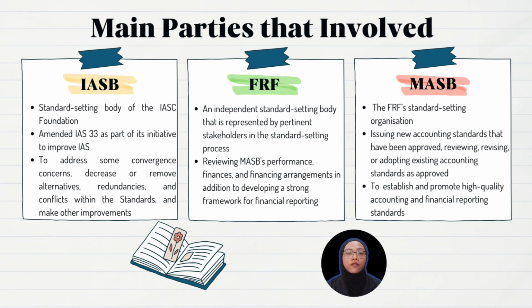The last party that is involved in the development of MFRS 133 Earnings Per Share is the Malaysian Accounting Standards Board. This party is the FRF's standard-setting organization. One of the responsibilities of MASB is issuing new accounting standards that have been approved, reviewing, revising or adopting existing accounting standards as approved. One of the objectives of MASB is to establish and promote high quality accounting and financial reporting standards.